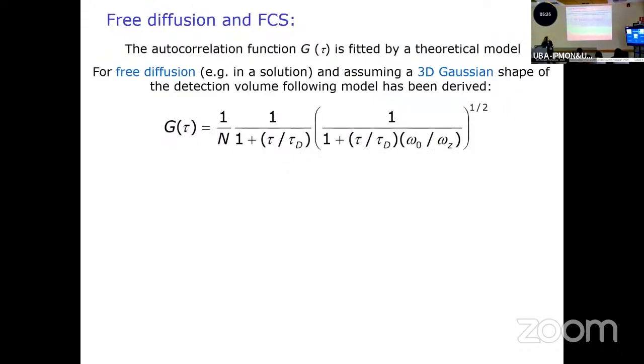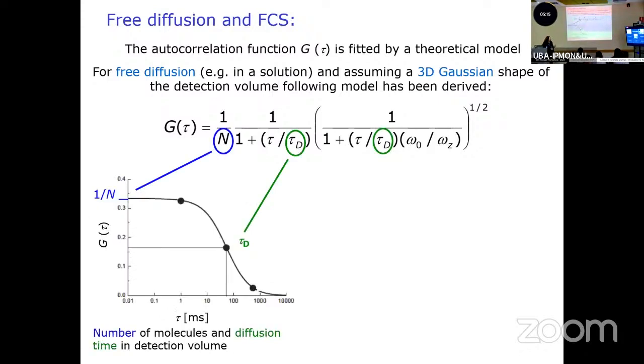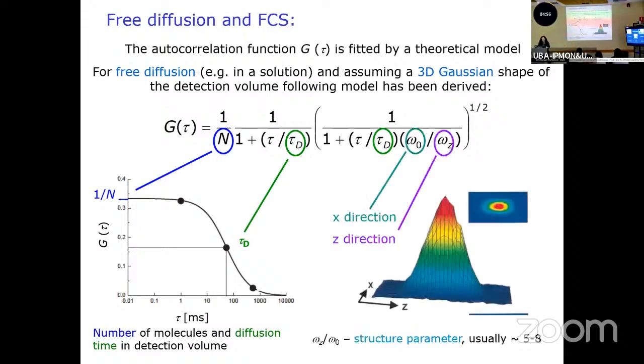All right, so when we're looking at the autocorrelation, we said that G of tau is equal to 1 divided by N, and all of this other stuff. What are we looking at? N is proportional to the inverse of G of tau at 0. The tau D, which is the diffusion time, we can measure on a milliseconds time scale. And then the X and Y of the volume of the point spread function also matters.